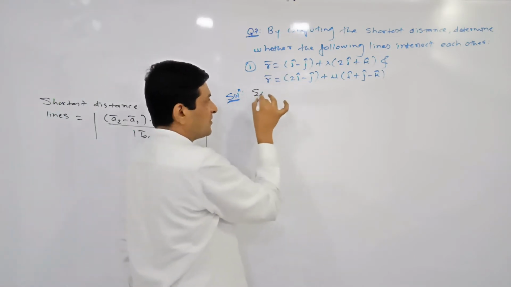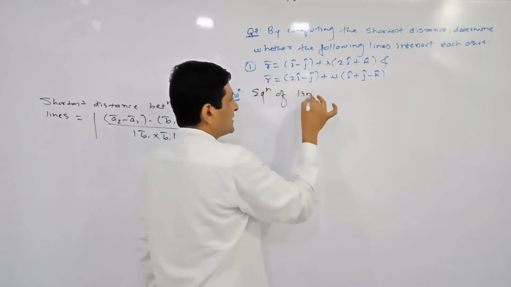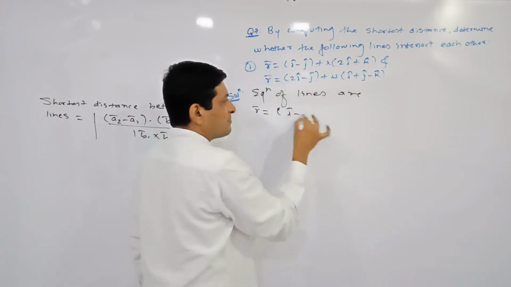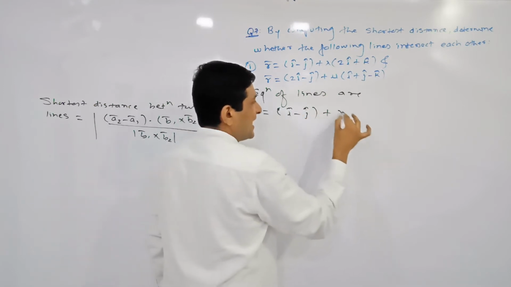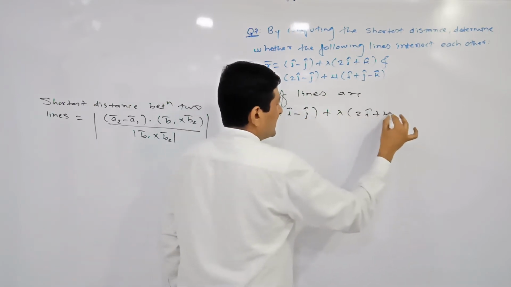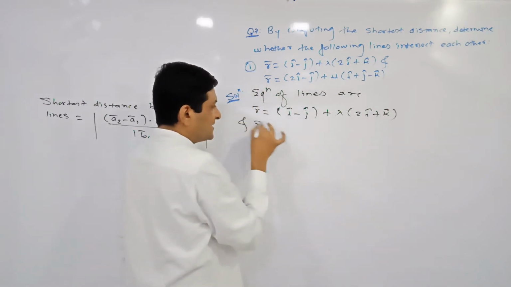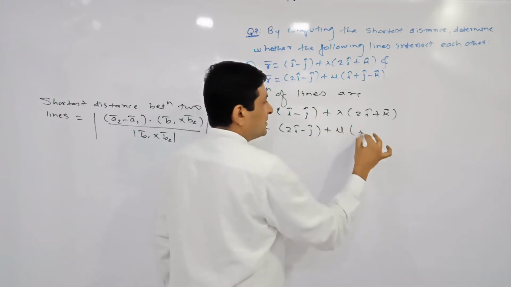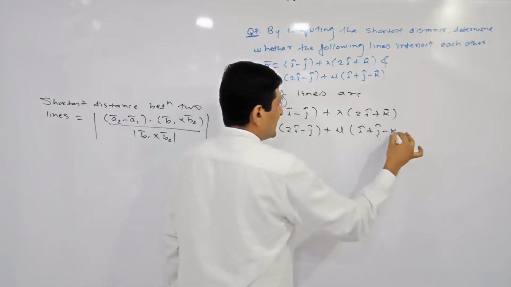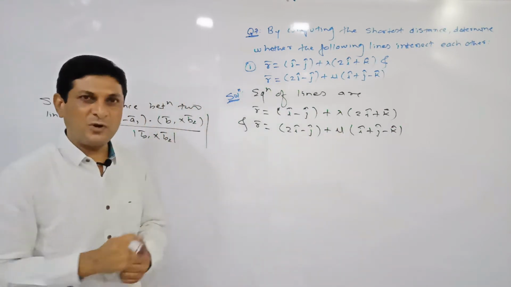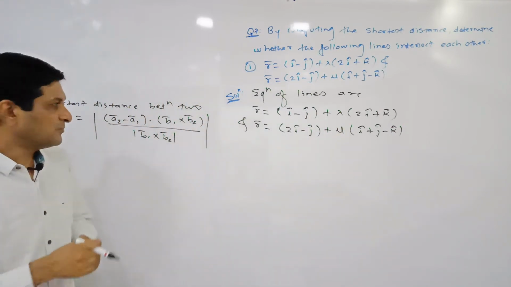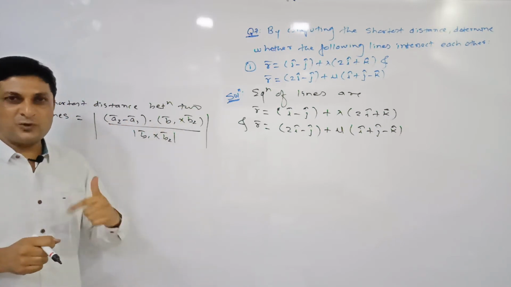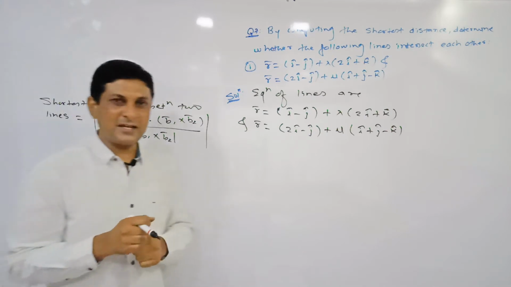First, consider the equations of lines. Equation of the first line is r bar is equal to i cap minus j cap plus lambda into (2i cap plus k cap). And the equation of the second line is r bar is equal to 2i cap minus j cap plus mu into (i cap plus j cap minus k cap). The equations of two lines in vector form are given to us. From these equations, we are trying to find the values of a1 bar, b1 bar, a2 bar, b2 bar. Once these four values are known to us, this formula can be applied.